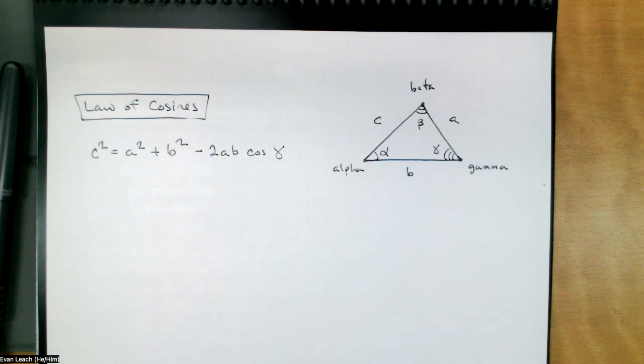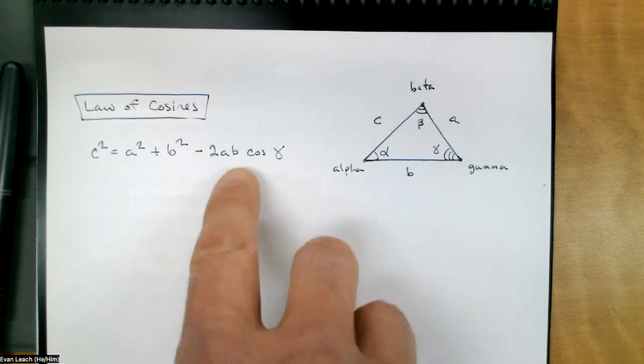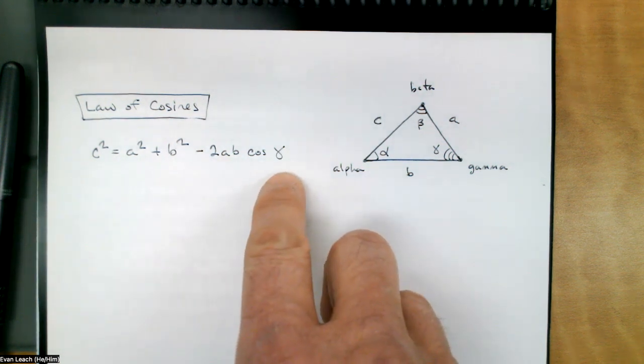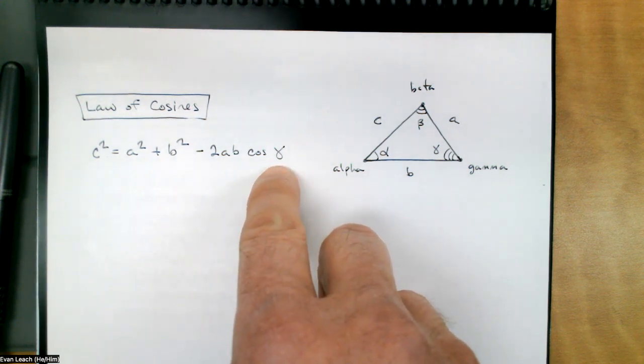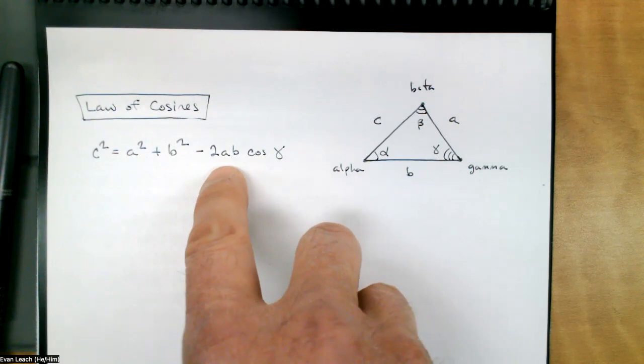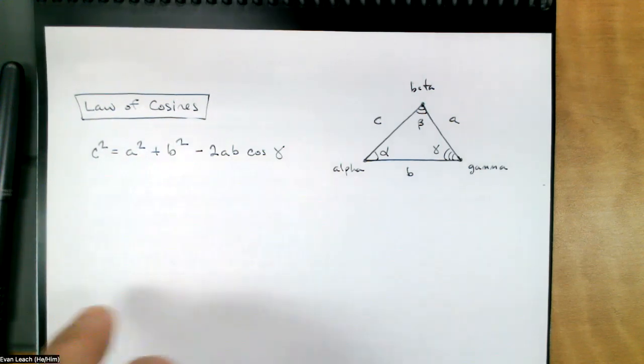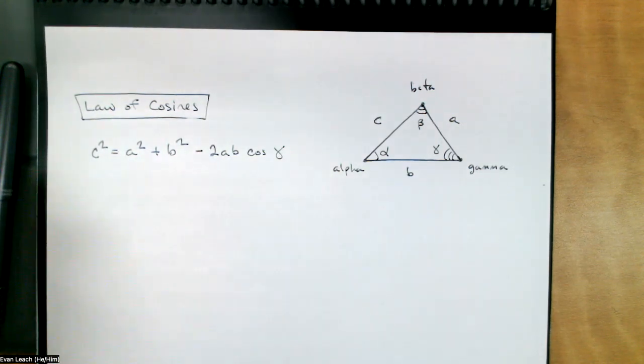Note that if we have a right angle, if gamma is 90 degrees, then we'll be able to call C the hypotenuse. And if gamma is 90 degrees, the cosine of 90 is equal to 0, and so this term will drop out. So we're not subtracting 2ab, we're subtracting 0, and this becomes the Pythagorean theorem.